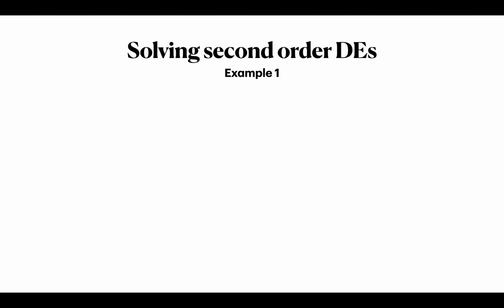Right, this is example 1. Suppose I wanted to solve d squared y dx squared plus 5 dy dx minus 3y is equal to 0. Now you have to be careful with the notation here, guys. We've got d squared y dx squared, so we want y in terms of x. It's what's above the line in terms of what's below the line. That's our goal, y in terms of x.